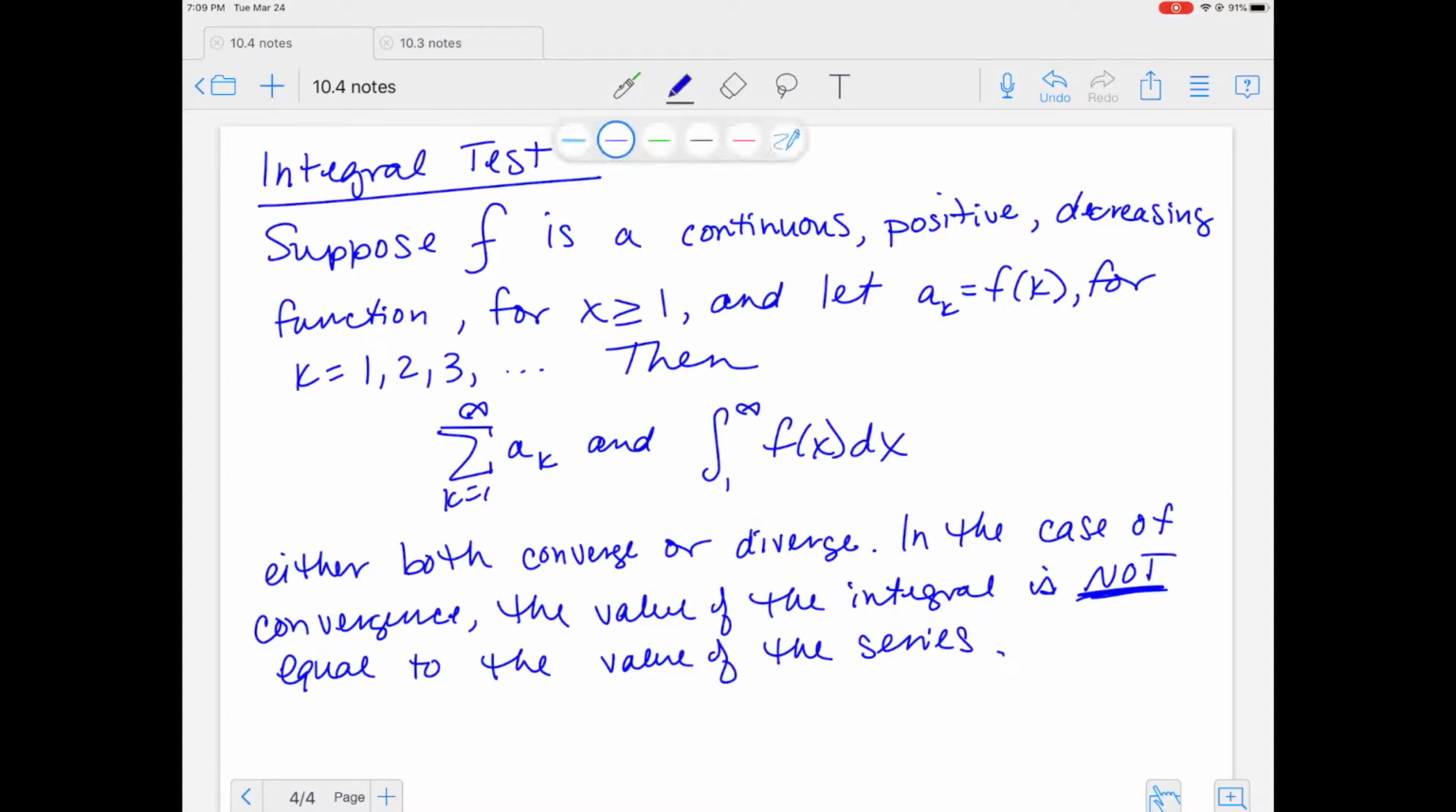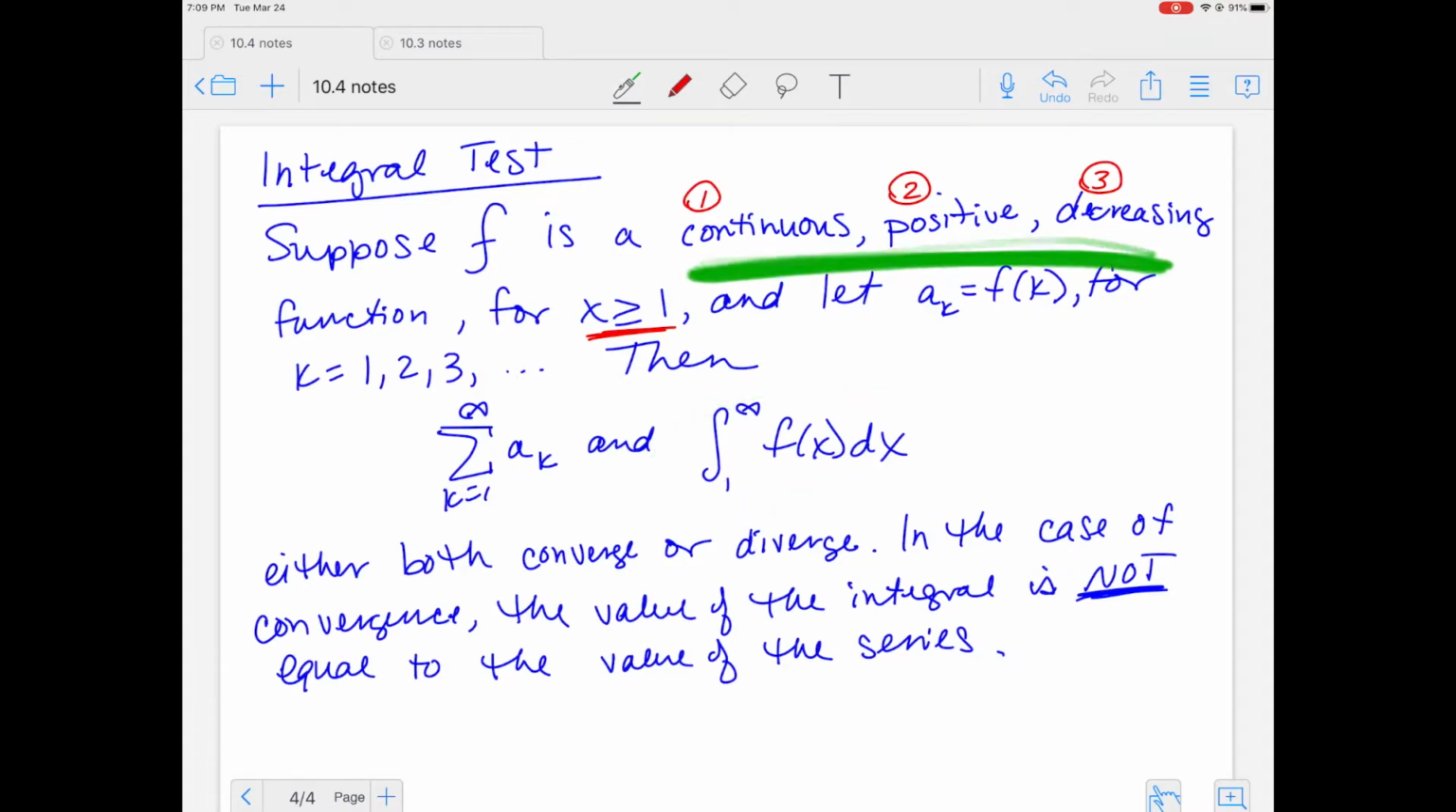Now, here's the kicker to the integral test. You have to meet these three criteria. Criteria 1, criteria 2, criteria 3. Your function has to be continuous, has to be positive, and has to be decreasing for all of the values x greater than 1. If that happens, then we can look at the improper integral. If these criteria are not met, then you got to come up with a different way to do this. Then this is not your game. The integral test is not the test to use. You just have to come up with a different test, right?